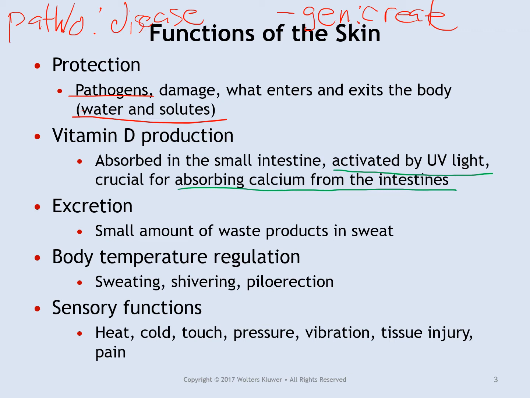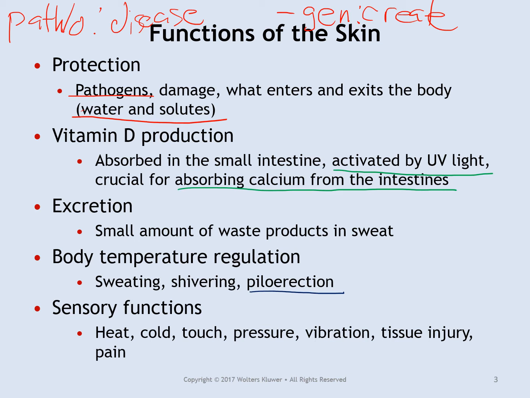Body temperature regulation is another one, producing sweat when you're hot, shivering when you're cold. This little word piloerection right here, this refers to your little hairs standing up on end when you get goosebumps. That helps to trap air near your skin and keep you nice and warm.